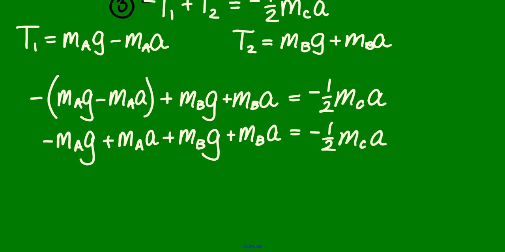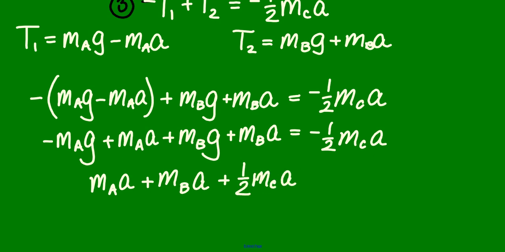Then I'll get all the terms with acceleration onto the same side of the equal sign, and anything without acceleration onto the other side. So to do that, I'm going to add the MAg and subtract the MBg from the other side, and then add this term to both sides. So I end up with MA times acceleration plus MB times acceleration plus 1/2 MC times acceleration. And that is equal to MA times g minus MB times g.